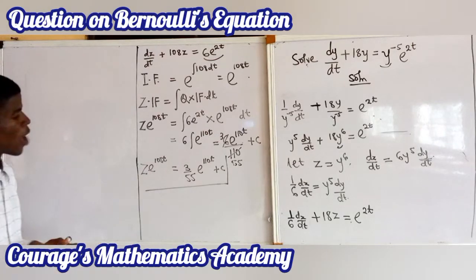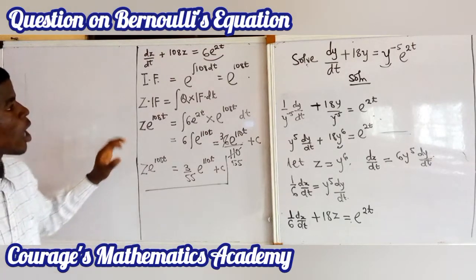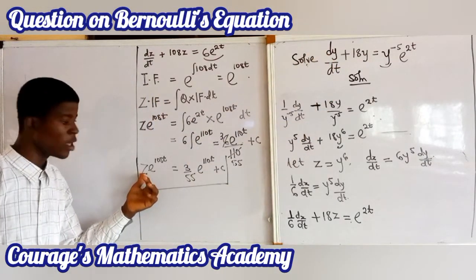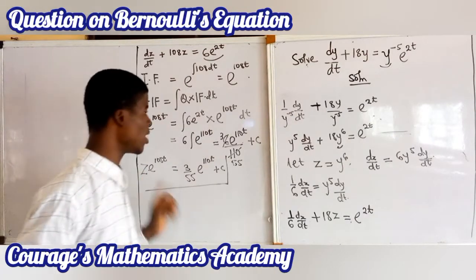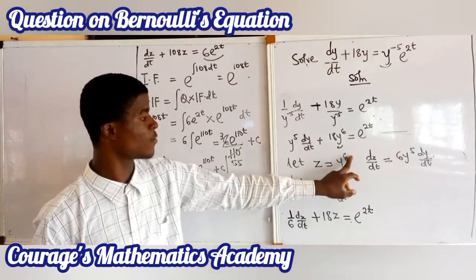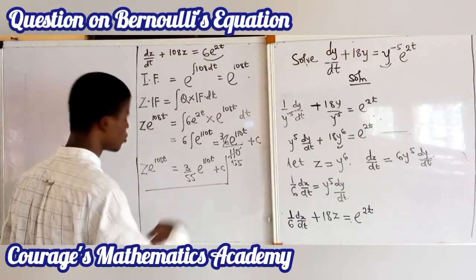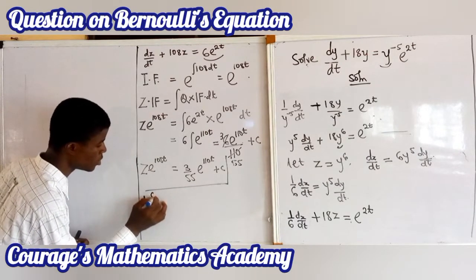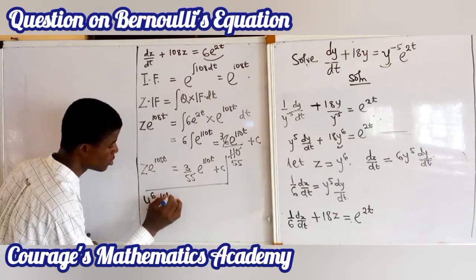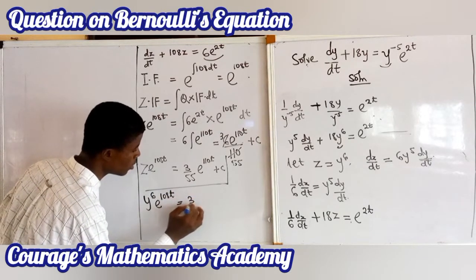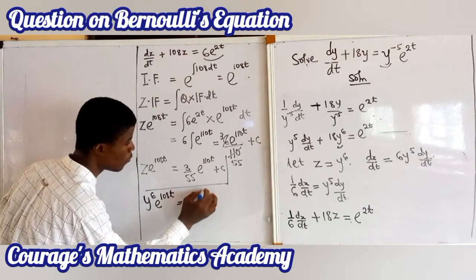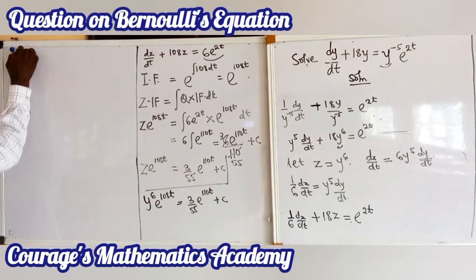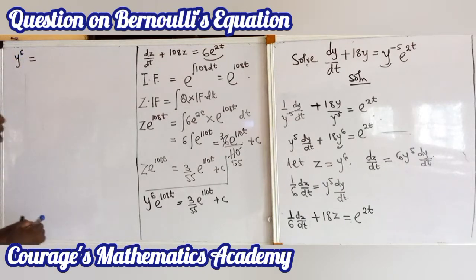Now, our original equation is in y, and what we have here is z. Now, remember when we said let z be y to the power of 6. So right now I'm going to make that substitution. So in place of z, I'm going to write this. So y to the power of 6 e to the power of 108t is equal to 3 over 55 e to the power of 110t plus c.